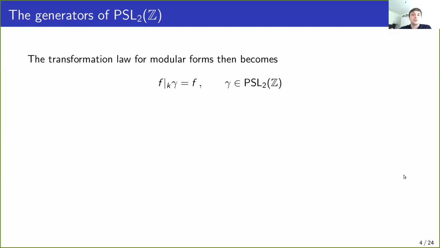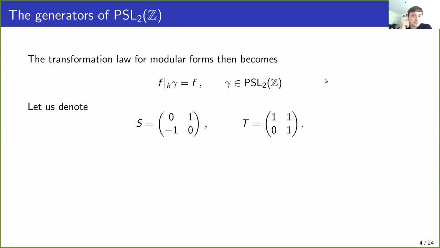Okay. So now the transformation law that we require is simply that the action of this slash operator in weight k on the function f is equal to f itself. And this should hold for all elements of the group PSL2Z. But because of the exercise on the previous slide, you know that if this identity holds for two elements, gamma 1 and gamma 2, it also holds for their product. So in principle, we only need to check this for a set of generators of the group, which is exactly what we'll describe now.